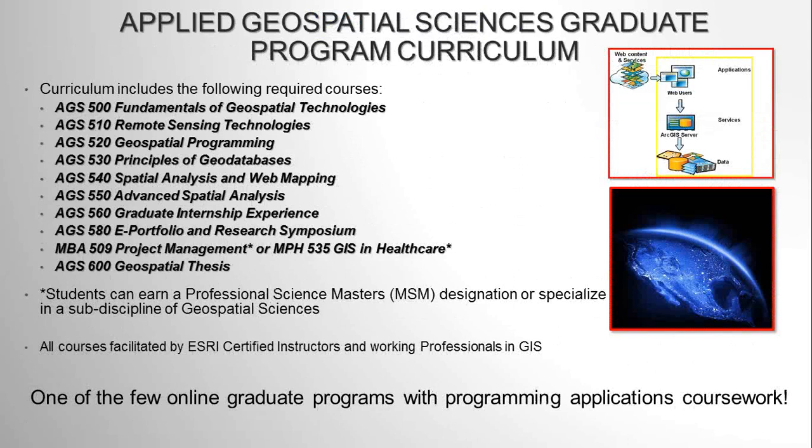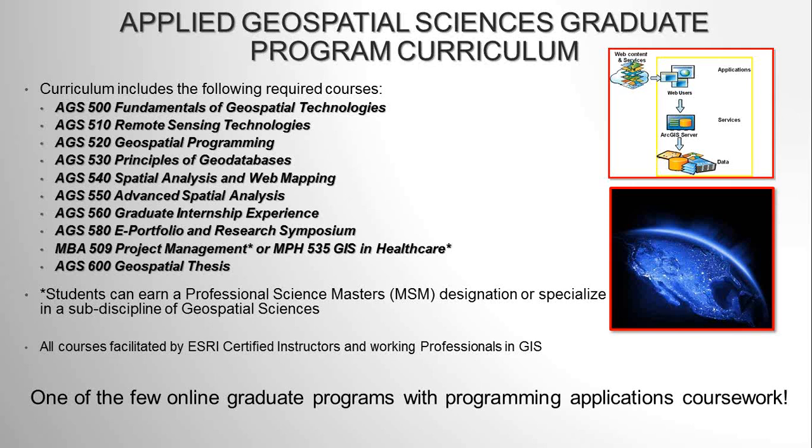You see in front of you a list of the curriculum that includes the following required courses in our master's program. The 500 is the Fundamentals of Geospatial Technologies. That is a course that may be waived upon prior course experience or life experience based on your particular experience in this area of geospatial technologies. That is at the discretion of the director of the program. The 510 is after the AGS 500 course, and that primarily is about remote sensing technologies that are used, including LiDAR and other types of newer technologies as well.